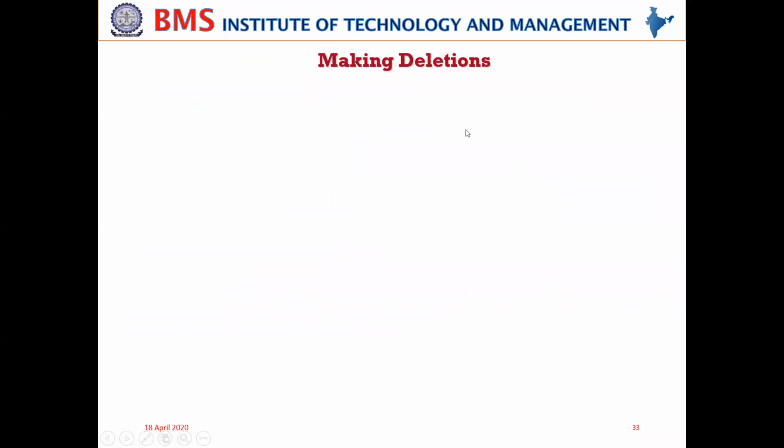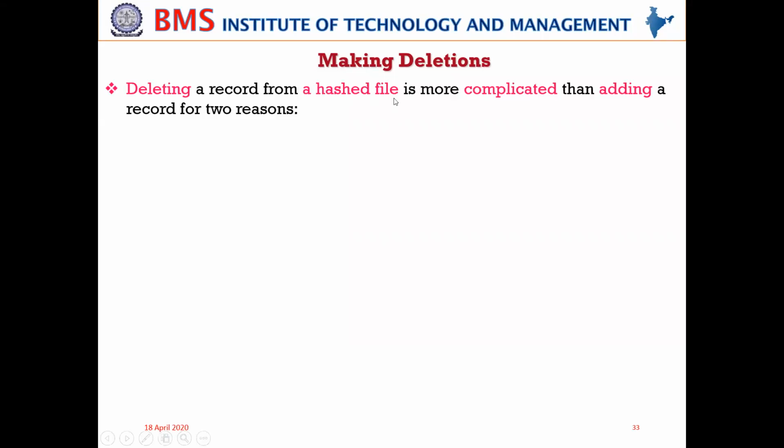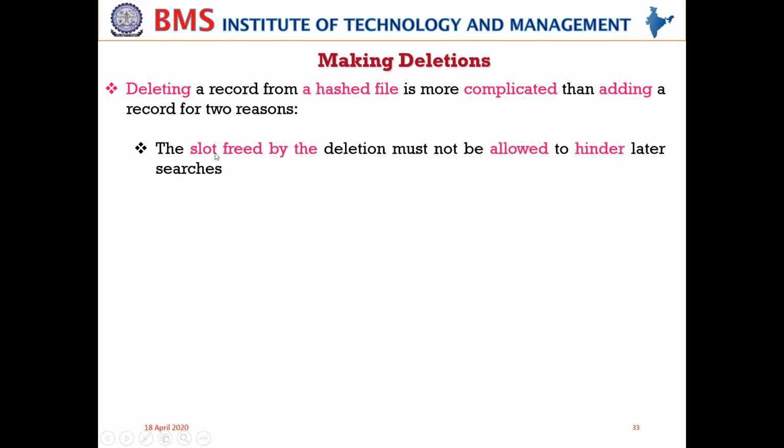The next concept is deletion. Till now we have seen how to make an insertion, how to perform a search, and how much time a search operation takes. Now, coming to deletion with respect to hashing, how does deletion work? Deleting a record from a hash file is more complicated than adding a record. There are two main reasons why it is difficult. The slot freed by the deletion must not be allowed to hinder later searches.